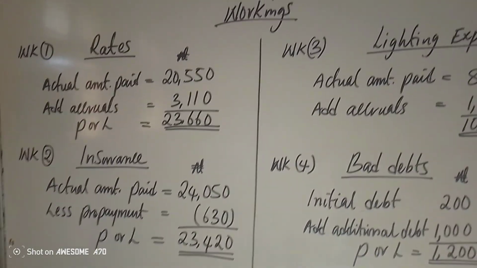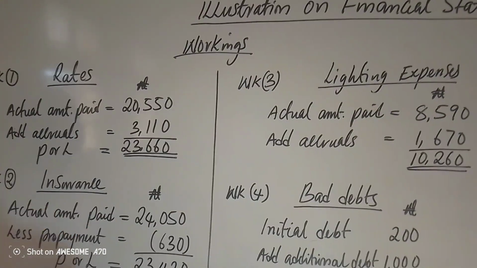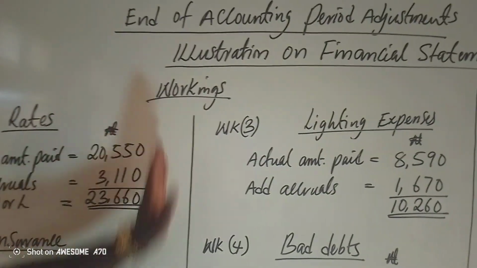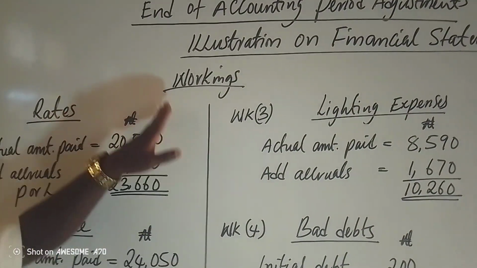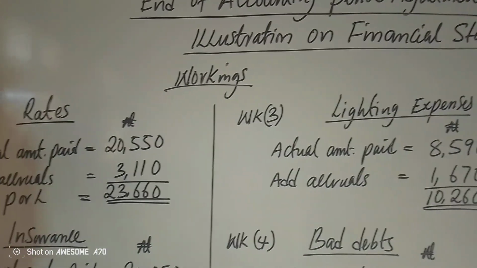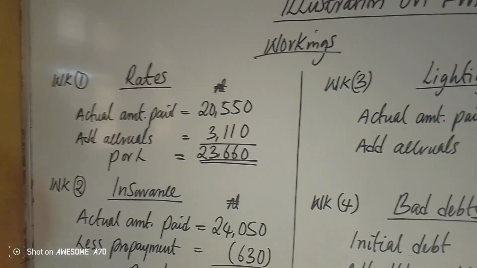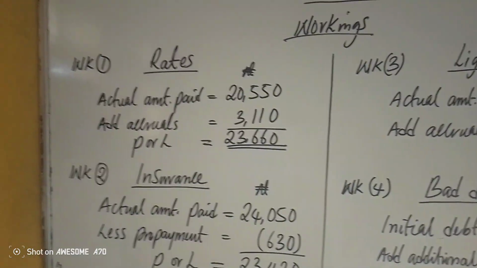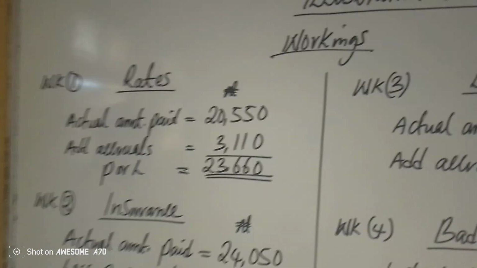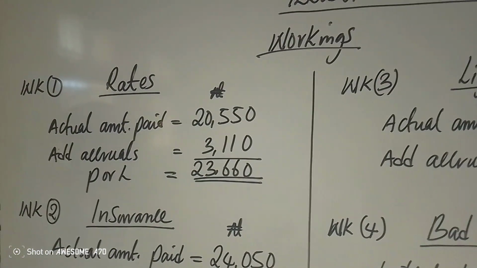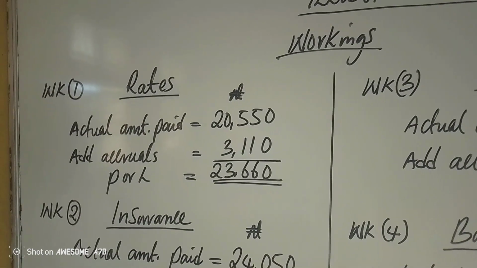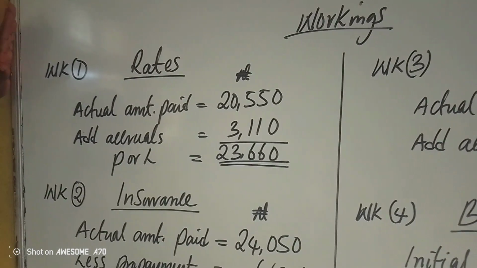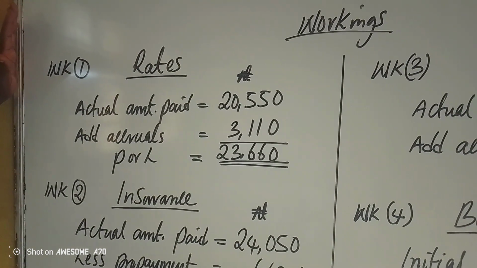Let's start the adjustment. As you present the adjustment, you must first start with workings. Make it clear that you are working the adjustment, and the heading will be Workings. After Workings, you take the adjustments one after another as they appear in the question. If you look at the first adjustment, it's talking about rent. Rent is outstanding at the end of the year. Rent outstanding means rent was owing at the end of the accounting period.